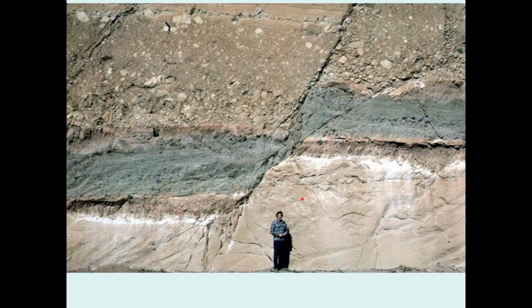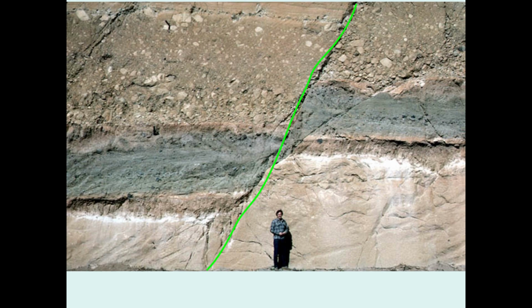Here's another fault. Can you see it? There it is. So this darker layer was once connected up to this darker layer down here, and there's been movement along this fault. This side has gone up, and this side has gone down.